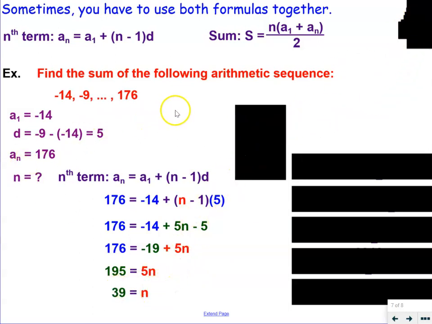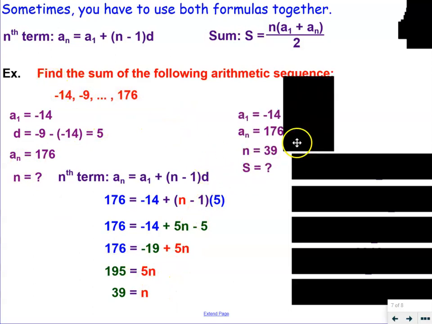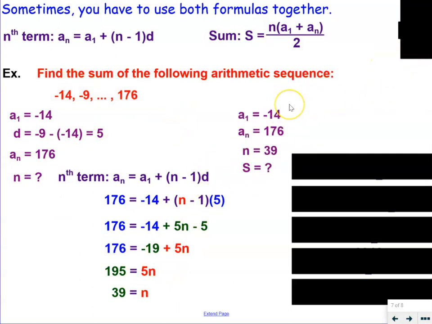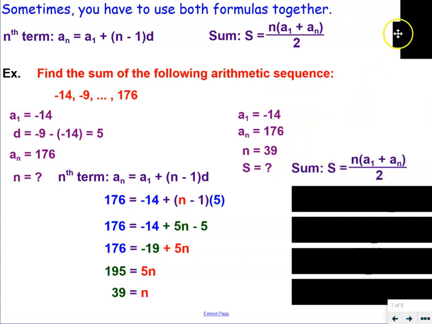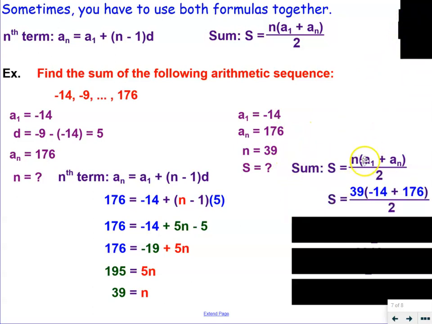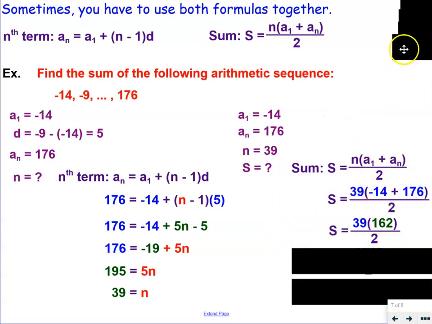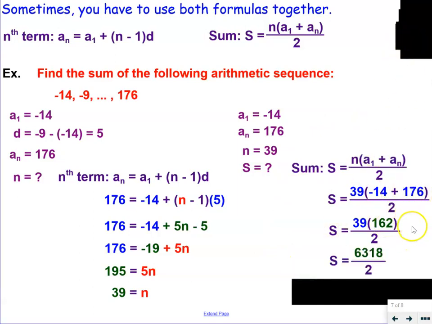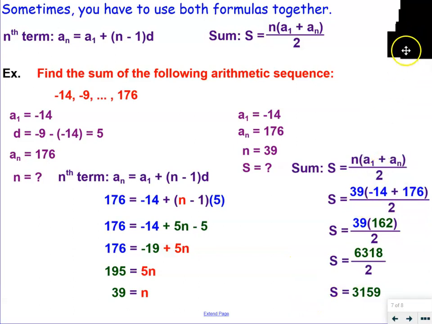Now that we know there's 39 terms in this list, we can use the sum formula. We know the first term is -14, the last term is 176, and the number of terms is 39. So those 3 numbers will go into this formula. 39 times -14 plus 176 all over 2. Again, you can just type it in the calculator and be done, but if you want to show the next 3 steps, you can. I'm going to do the inside to get 162, then I multiply to get 6,018, then I divide by 2 to get 3,159.